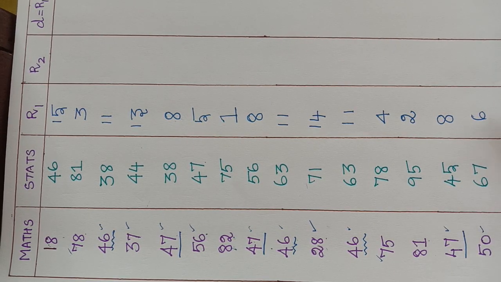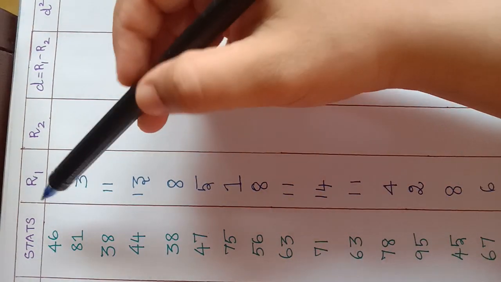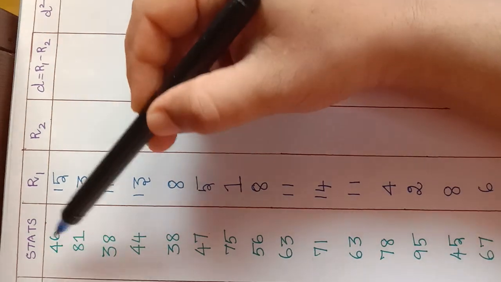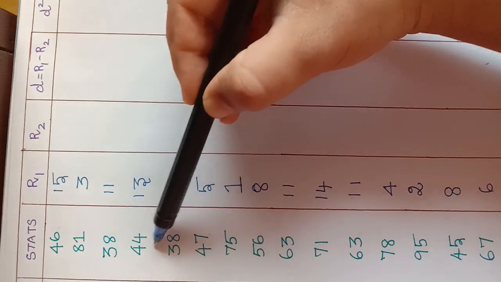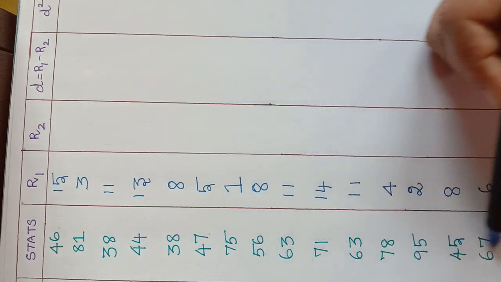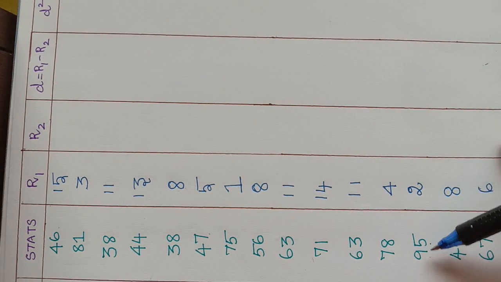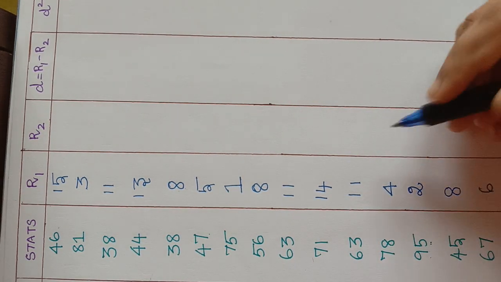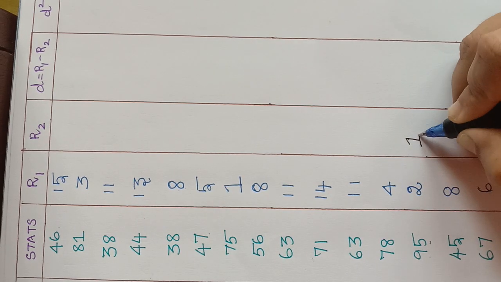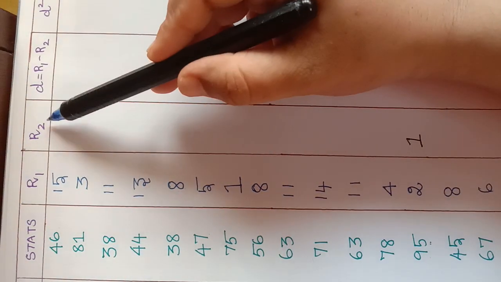In a similar way, we have to rank for the statistics paper also. So let us do that now. So now in statistics paper, the highest number is, we have to see in 90s. So we have only this number 95, and that is the highest mark. So it has to be given rank 1 for statistics, which is represented as R2.